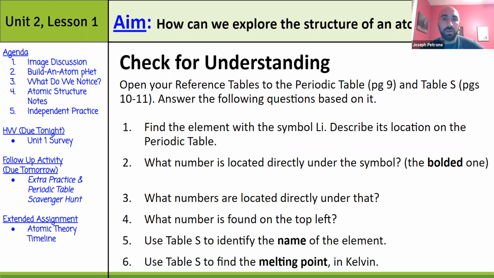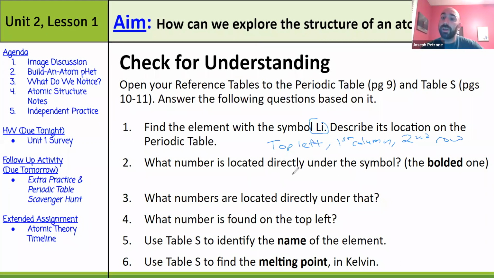Okay, so you've gone to your periodic table, and the questions ask you to find the element with the symbol Li. You should be able to see that Li is in the top left of the periodic table. You might also be able to describe that it's in the first column and the second row. Columns are vertical, rows are horizontal.